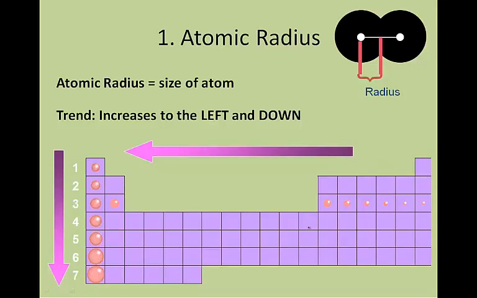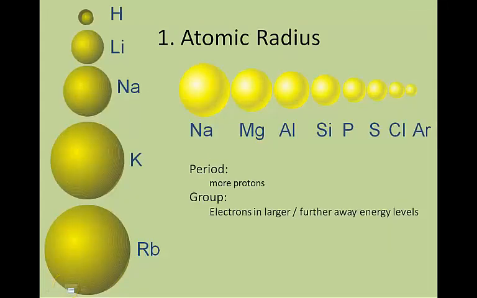So the radius is telling you how big the atom is, and atoms tend to get bigger as you go to the left on a period and as you go down a group. And the reason for that has to do with a couple different things.